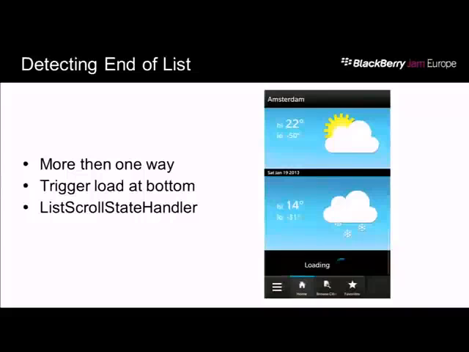Okay, detecting the end of the list now that we have data from the network. We're number 4. So that's where the fun begins. How do you detect the end of the list? I mentioned earlier that there is a neat little thing called the list scroll state handler that fires a signal that is called at end reached or something, and we'll see that in a second in the code.